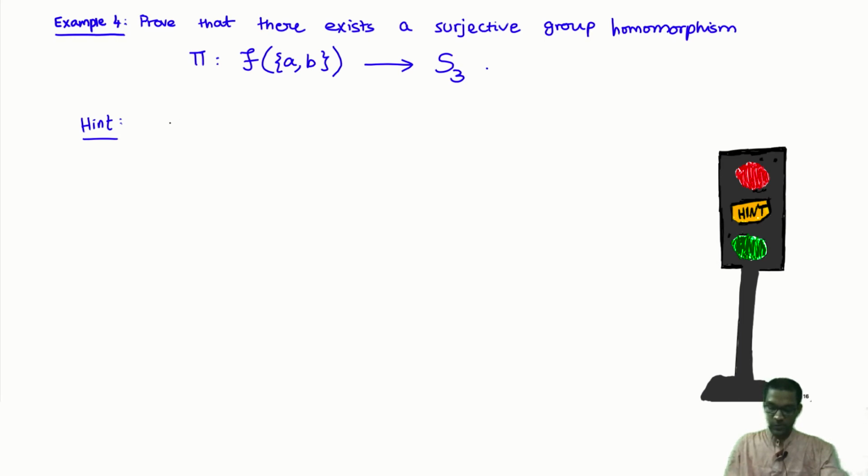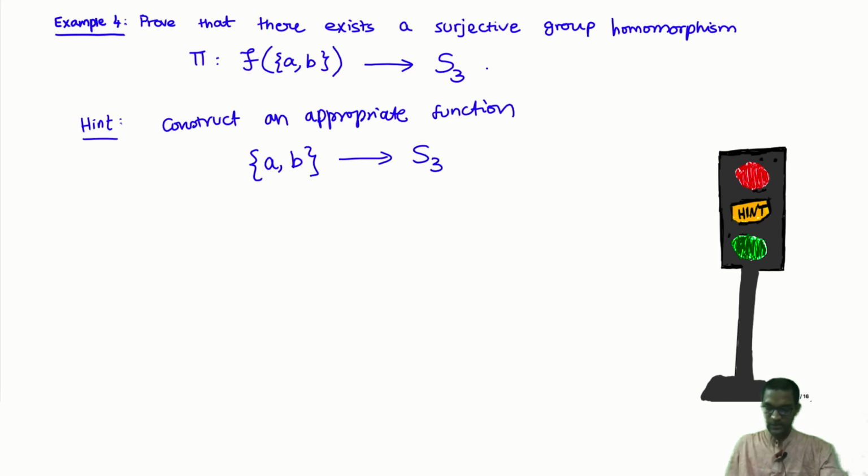Well, all you have to do is construct just a set map, an appropriate function from just the set AB to the group S3. It has no additional property, it's just a function. If you construct an appropriate function, then use the universal property to obtain a group homomorphism from the free group.